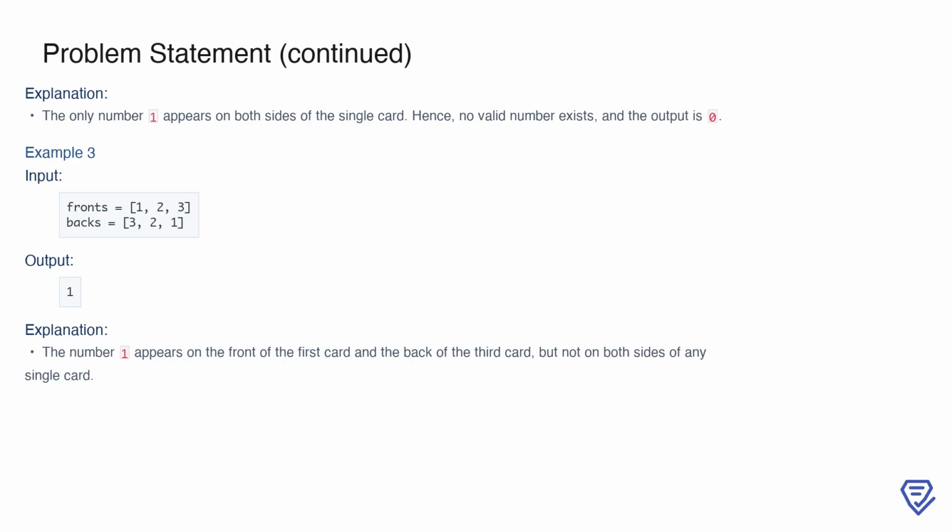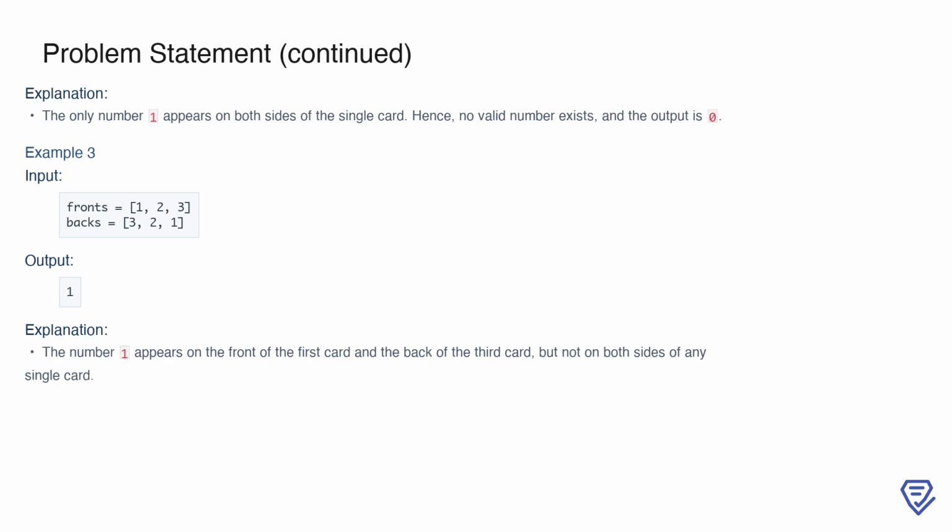Let's look at another example where fronts and backs are both 1. Here, the only number is 1, but it appears on both sides of the single card. As a result, there is no valid number that satisfies the conditions, and the output is 0. This demonstrates that when all numbers on a card appear on both sides, no selection is possible, and we must return 0.